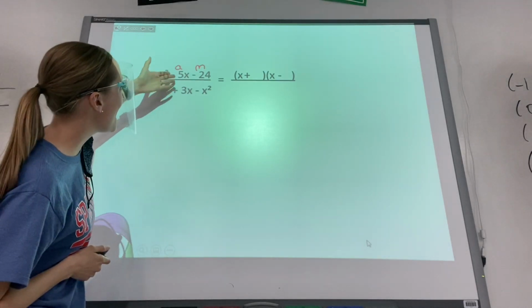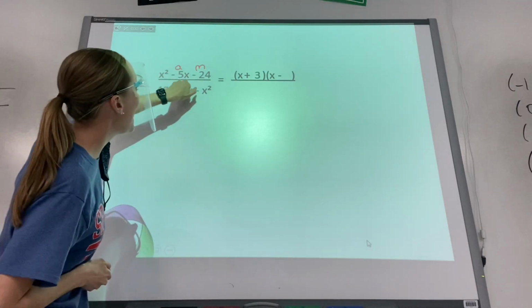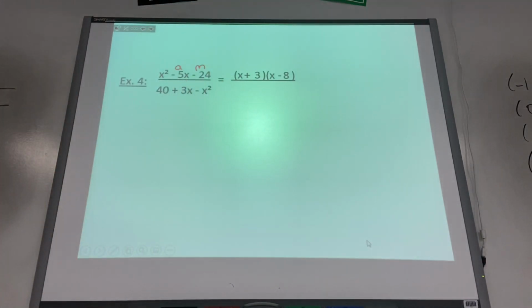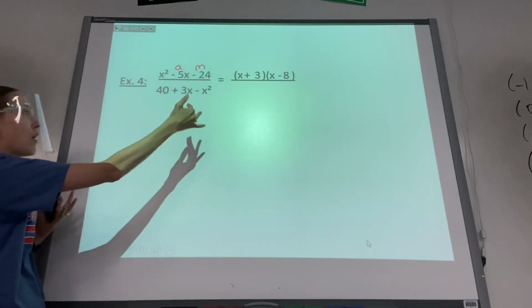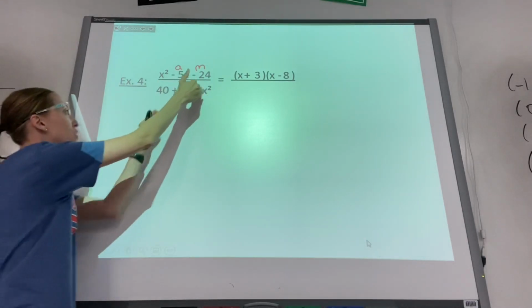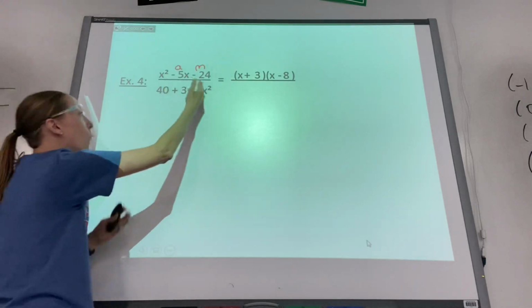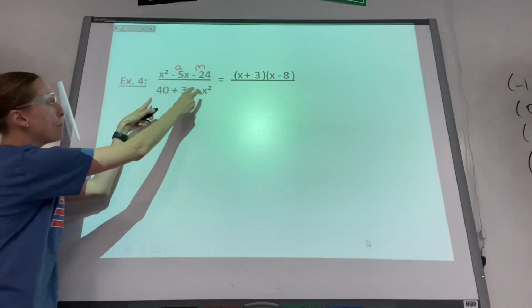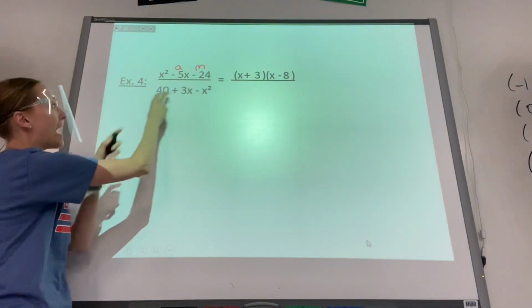I'm thinking an 8 and a 3, but the 8 needs to be negative, the 3 needs to be positive. If you mess up that order, it could really mess up the rest of the problem, because then you may not get as many common factors as you should. Now the bottom is freaking me out a little bit because it's in a different order than I'm used to. We should really have the x squared term first, the constant last. What I want to do on bottom is rearrange that order.